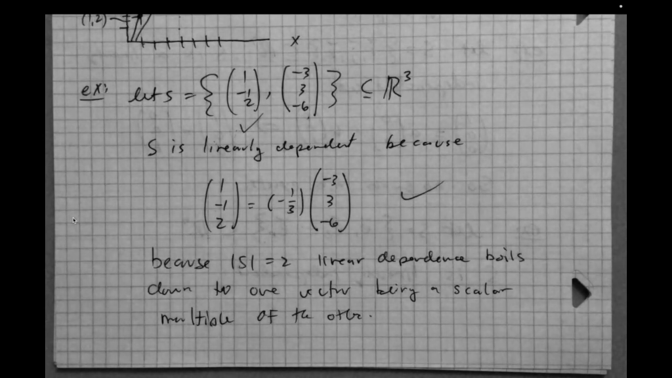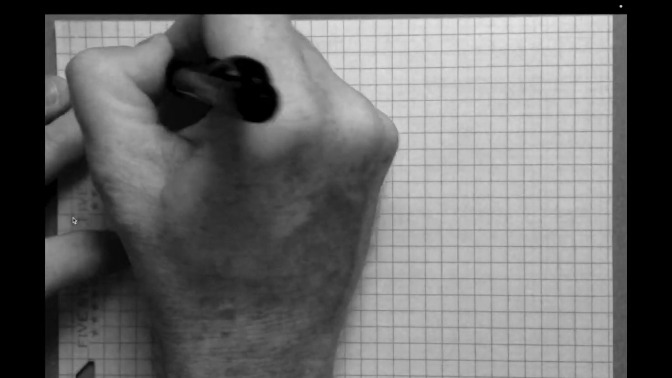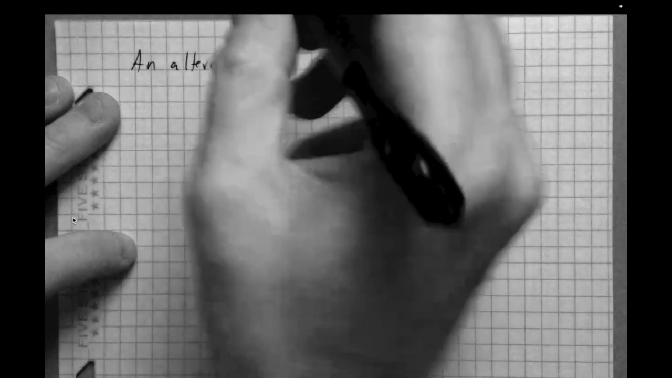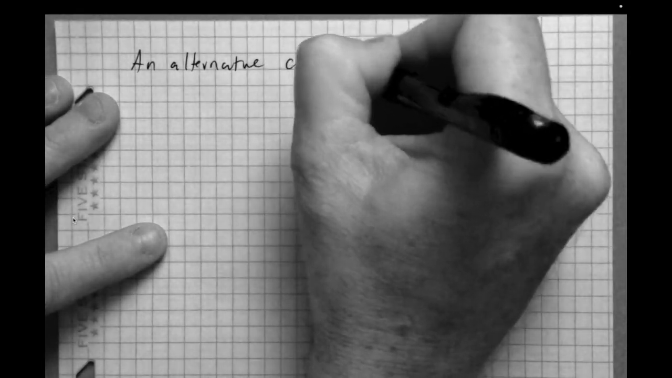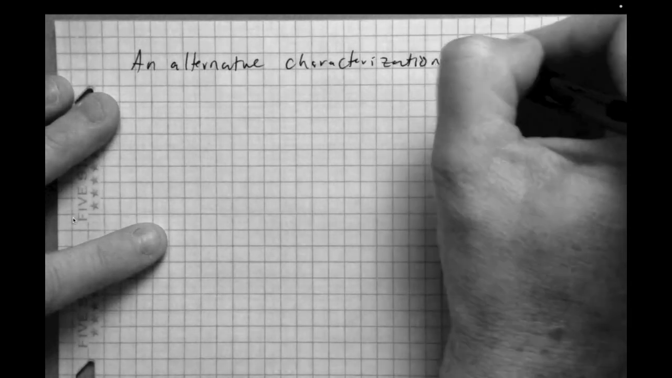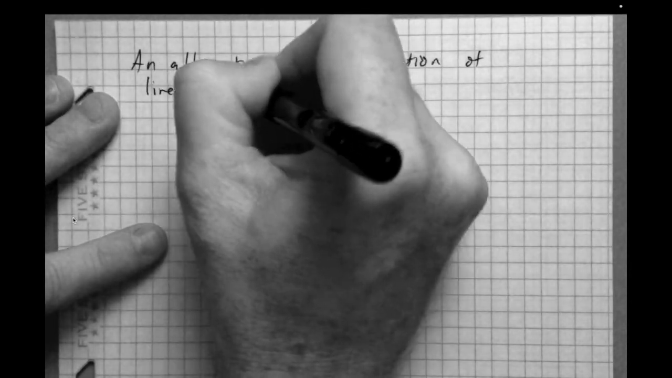Okay, so good examples of linearly independent and dependent sets. So we should have a good, reasonable intuition about what we mean by linear dependence and linear independence. Okay, so let's talk about another way, an alternate way to think about linear independence. So an alternative characterization of linear independence.